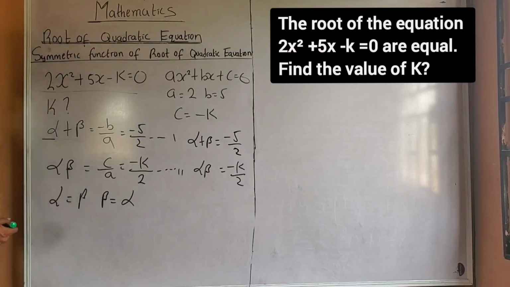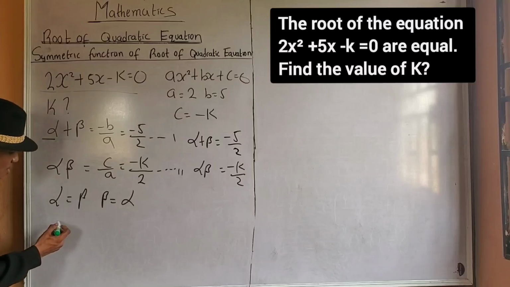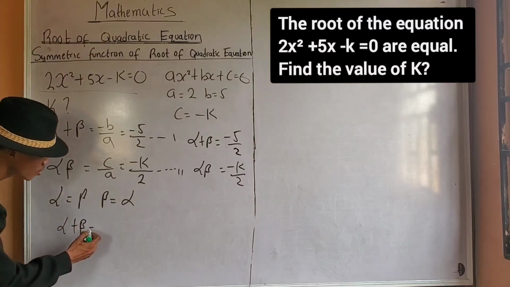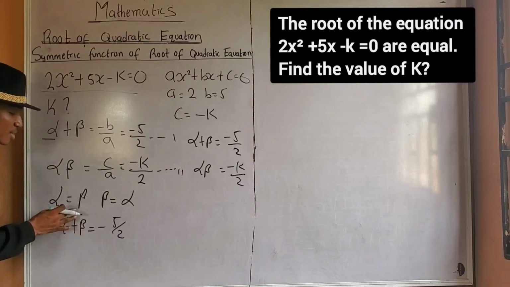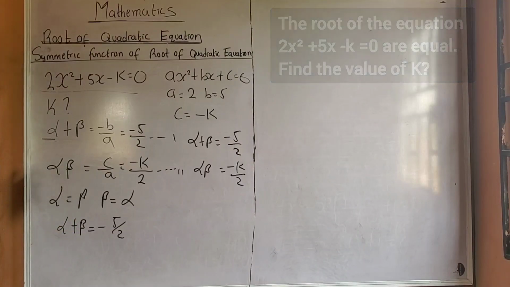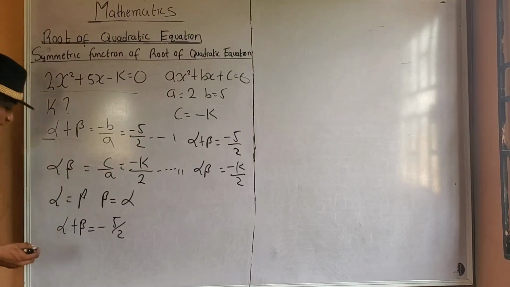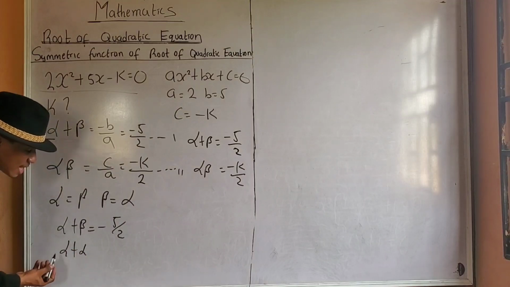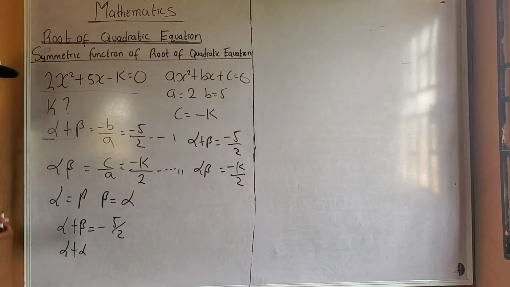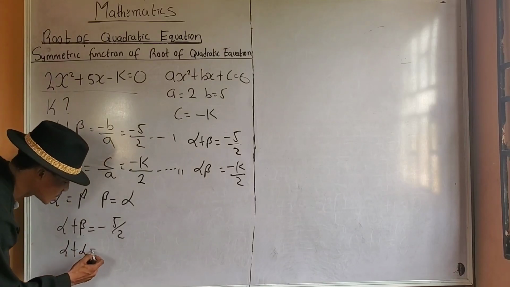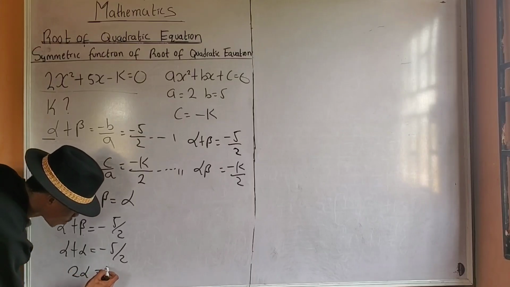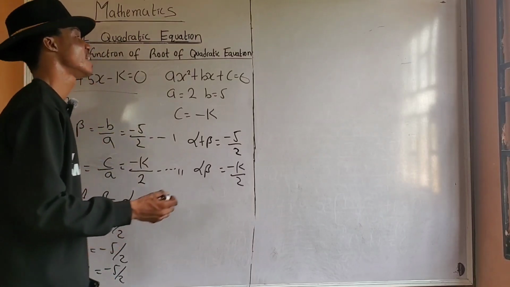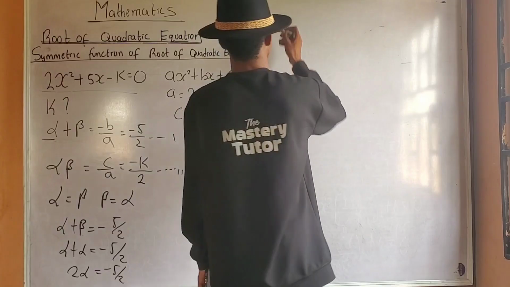Okay. From equation 1, listen to me. From equation 1, alpha plus beta equals to negative 5 over 2. I can replace the value of beta as alpha because from the question, we are told that the roots are the same. Do you understand? So I can say alpha plus alpha equals minus 5 over 2. Alpha plus alpha is 2 alpha. 2 alpha equals to minus 5 over 2. Okay, make alpha the subject of the formula.